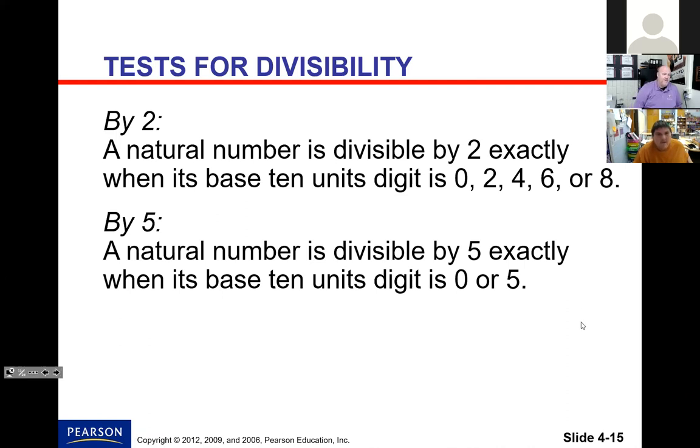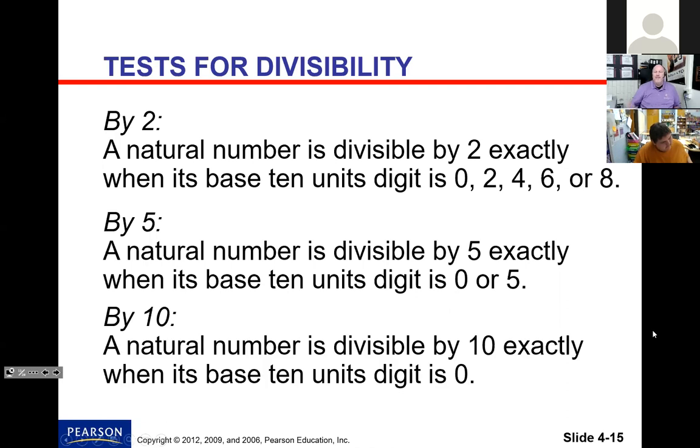Okay. Divisible by 10. How do you know if it's divisible by 10? It has to end in a 0. So like 10, 20, 30, 40, 50, 60. 5,287,330 is divisible by 10, right? Because it ends in a 0.